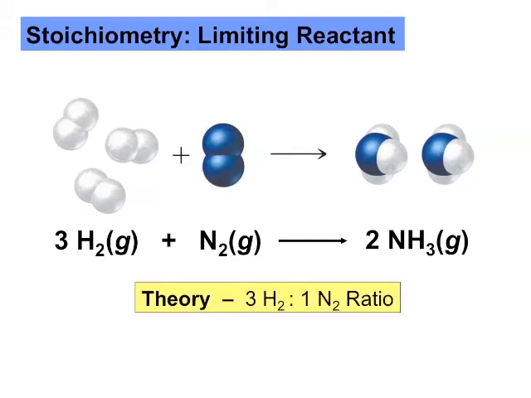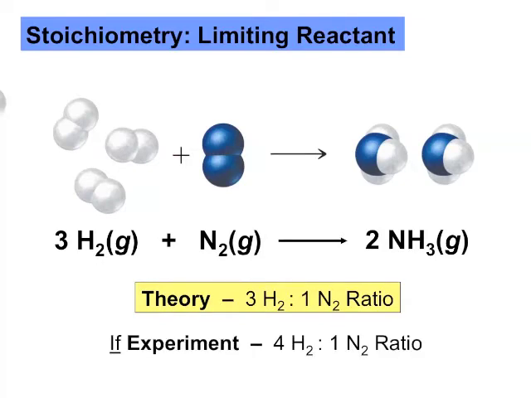Now, what is this balanced chemical equation telling us? It's a recipe. It's telling us that if we want to react 1 mole of nitrogen, we need exactly 3 moles of hydrogen to do it. So that's a 3 to 1 mole ratio. That's what I'm representing here. 3 hydrogen to 1 nitrogen number ratio. Now, that's our recipe.